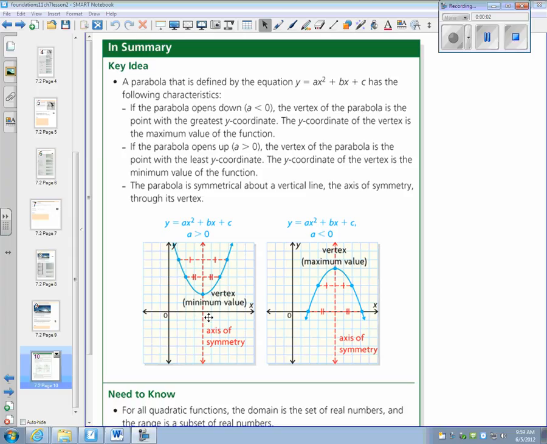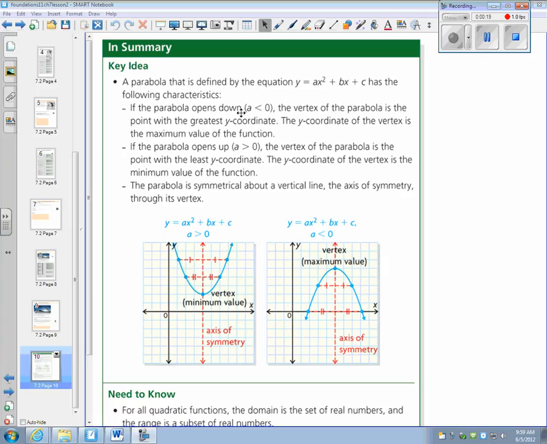Section 7.2, Properties of Graphs of Quadratic Functions. So some things we need to know, and this is in your textbook. A parabola that is defined by the equation y equals ax squared plus bx plus c has the following characteristics.